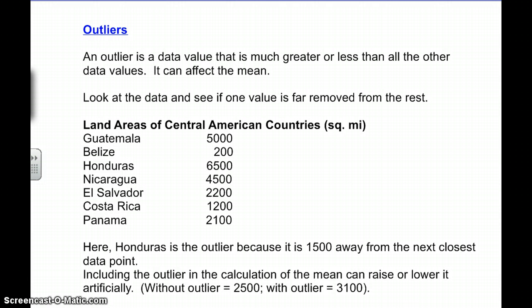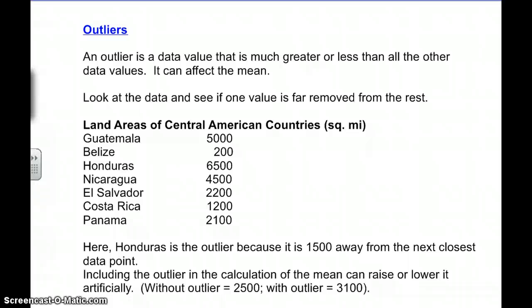Now, there's such a thing as outliers. I'm sure you've heard that term before. An outlier is a data value that's much greater or less than all the other data values. Using it to calculate central tendency, especially the mean, can really throw off your calculations. So we're going to look at some data and see if one value is far removed from the rest.